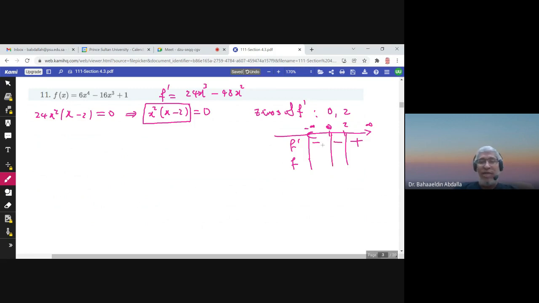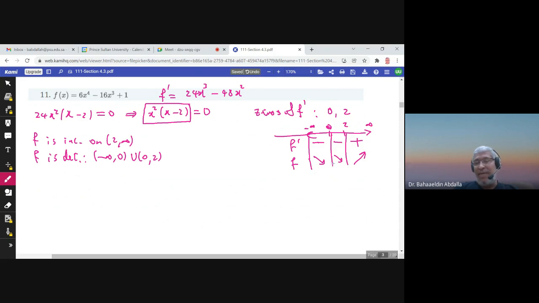And notice now that 2 is a zero of multiplicity 1, so the sign changes around 2, while 0 is a zero of multiplicity 2, so the sign does not change around 0. So f here is decreasing, while f here is increasing. And f is increasing on 2 to infinity, and f is decreasing on negative infinity to 0, union 0 to 2, or you can just say from negative infinity to 2.